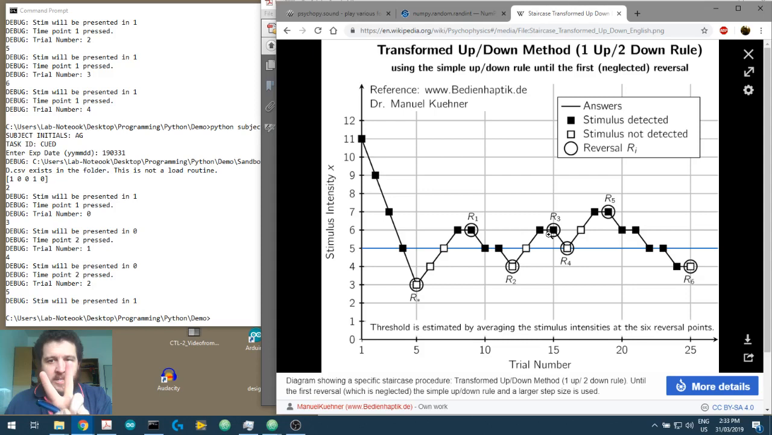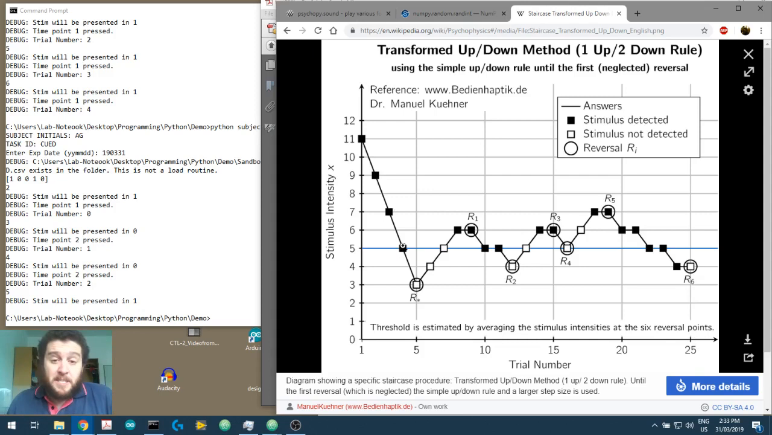They got it incorrect, so we're going to increase the intensity. They got it incorrect again, we're going to increase the intensity. They got it correct. This is 1 of 2. This is 2 of 2. Correct. We're going to drop the intensity by 1. 1 of 2, 2 of 2. Drop the intensity down again. 1 of 2, 2 of 2. Drop the intensity down again. 1 of 2. They then got it incorrect. But then on the 25th trial, they've stopped for this particular experiment.